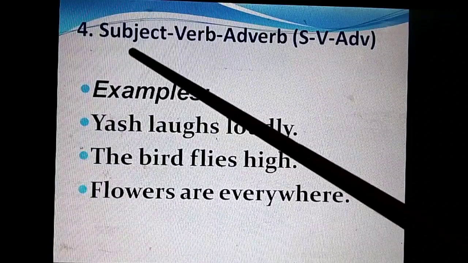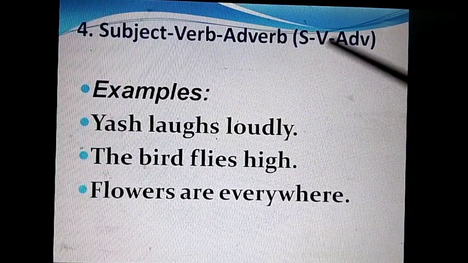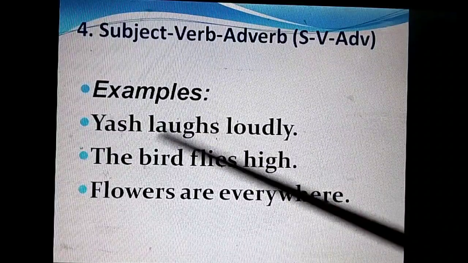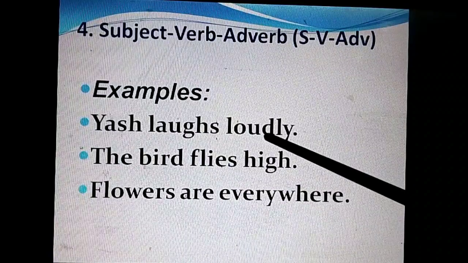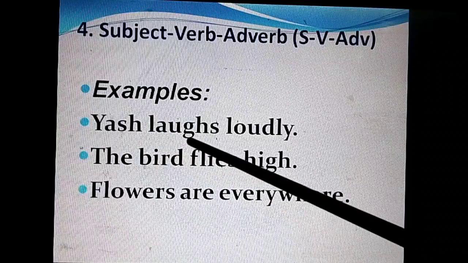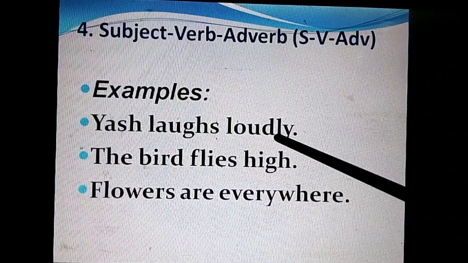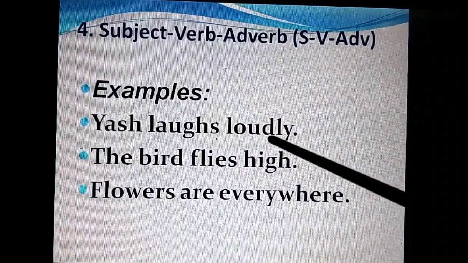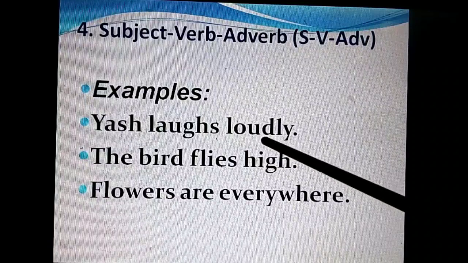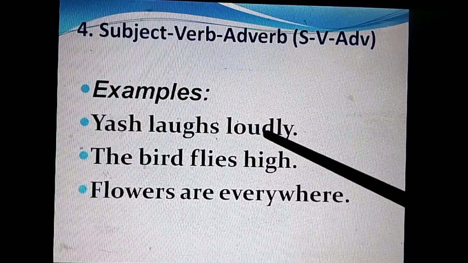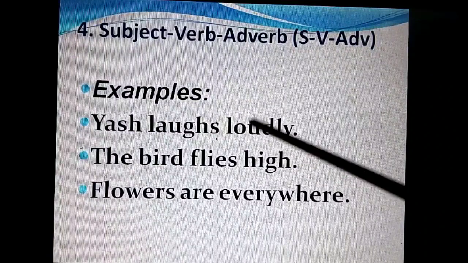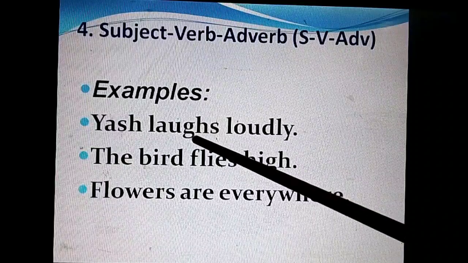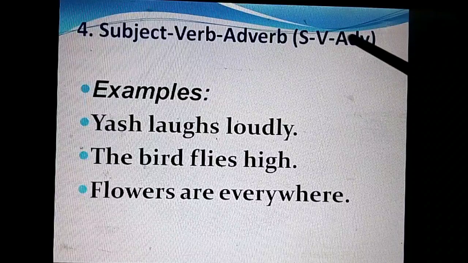So let us come to the fourth one, subject verb adverb, SV adverb. Examples: Yash laughs loudly. Yash is the subject, laughs is the verb, and loudly is the adverb. Mostly adverbs have ly ending, so you can understand them by that. Otherwise, if a word is telling something about the manner, time, frequency, etc. of the happening or the verb, then it is definitely an adverb.